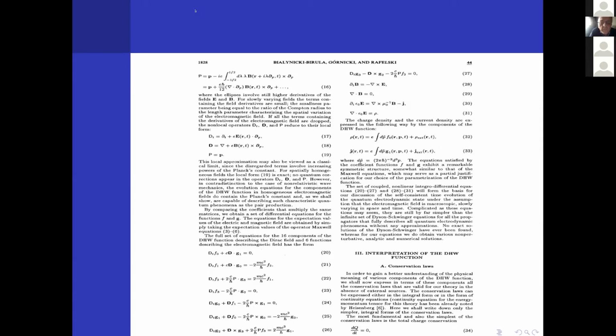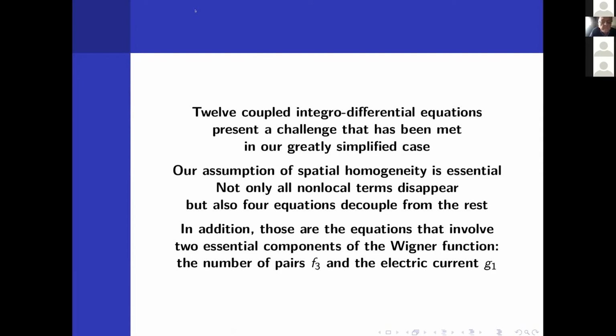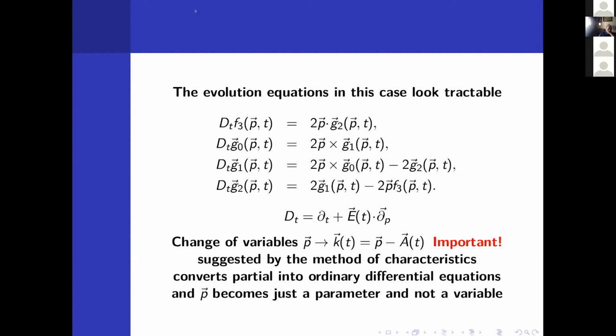Next slide, please. From these 12 coupled integro-differential equations, in this simplified case, we obtain something that can be handled. We only obtain four equations and they decouple from the rest. So already instead of 16, we have four equations. In addition, these are the equations that involve the essential components, namely the number of pairs, which was denoted in our paper by F3, and the electric current G1. Next slide, please. So these are the equations obtained from this paper under these simplifying assumptions.